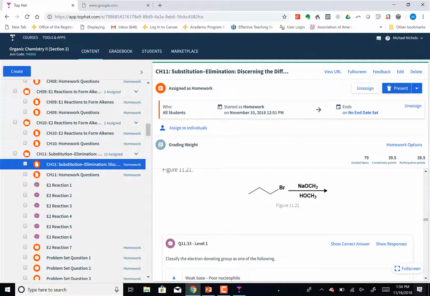And then I'm sure they're going to ask you what the mechanism is and then what the product is. So that way, if you got the sulfur ones incorrect, then you can get a hint and go to the next one. Any other questions?